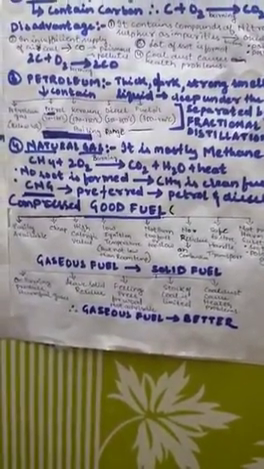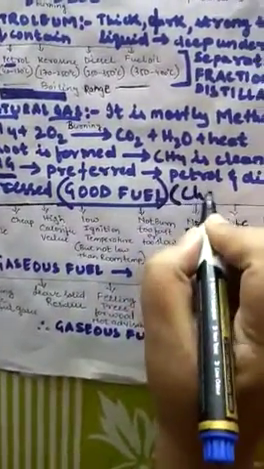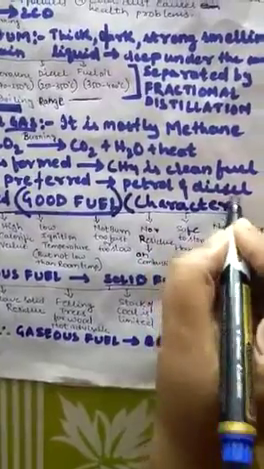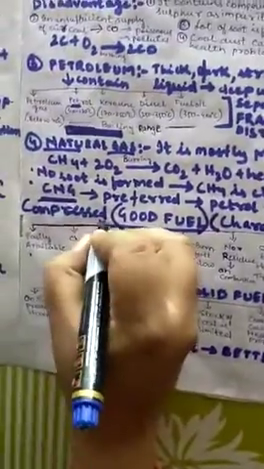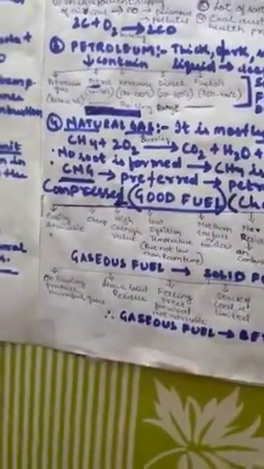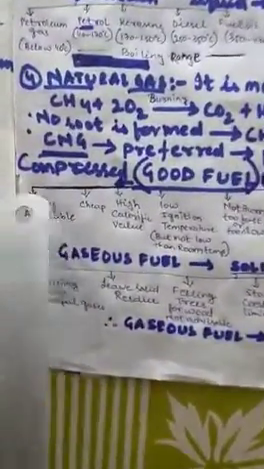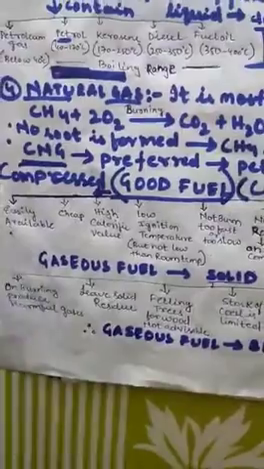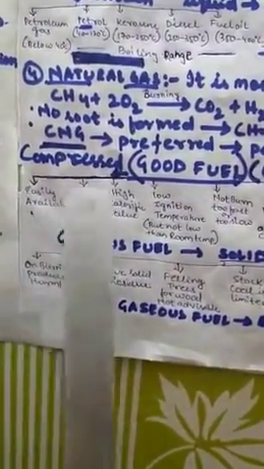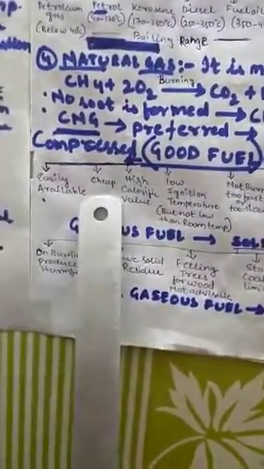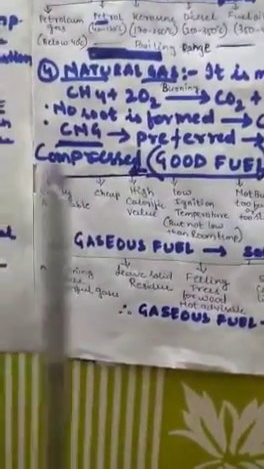Next, we are coming to the topic of good fuel. We will see some characteristics. Characteristics of a good fuel, students, a very important topic from the exam point of view. You have to learn the characteristics of a good fuel. Following are the characteristics. First, it is easily available. The fuel should be easily available to be a good fuel. Next, it should be cheap, meaning the money required should be less.